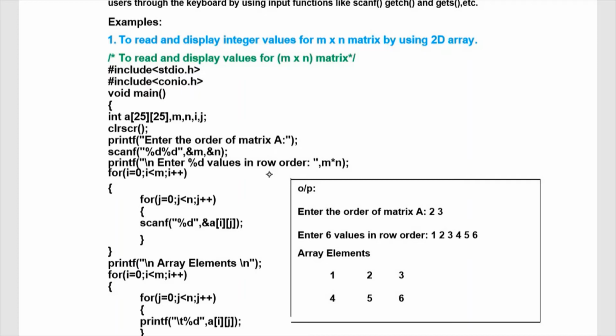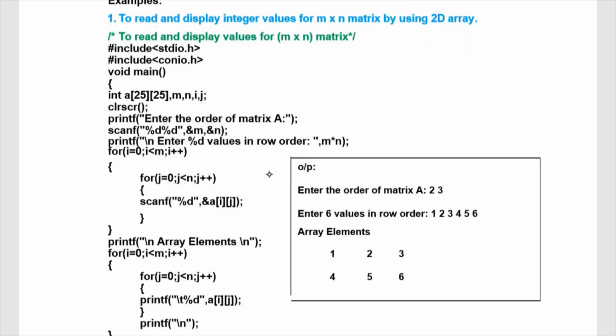Now I am declaring an array int a of 25 rows and 25 columns. We also have some variables like m, n, i and j, which are also of type int. Let's see where we use them. Then clear screen. Then on the screen I am printing: enter the order of the matrix. So it will come like this on the screen.